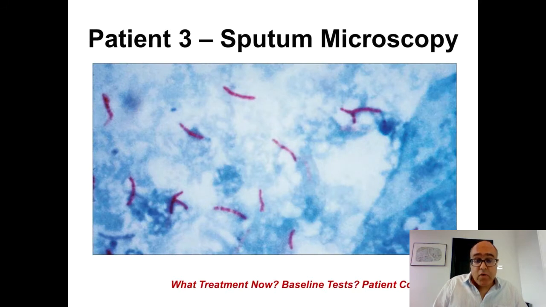So the next day we do get the patient's sputum microscopy back, and this is a good example of Ziehl-Neelsen staining. We can see in purple the acid-fast bacilli. So now we've sort of confirmed TB, which was our strong suspicion before.